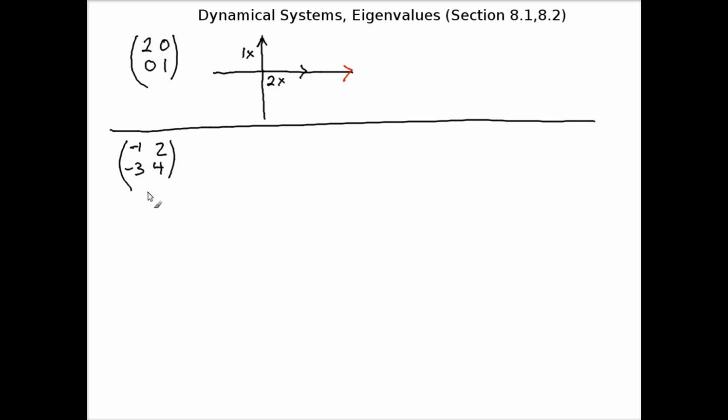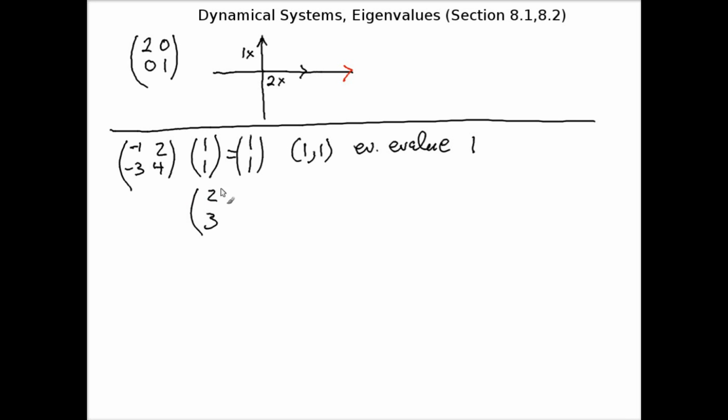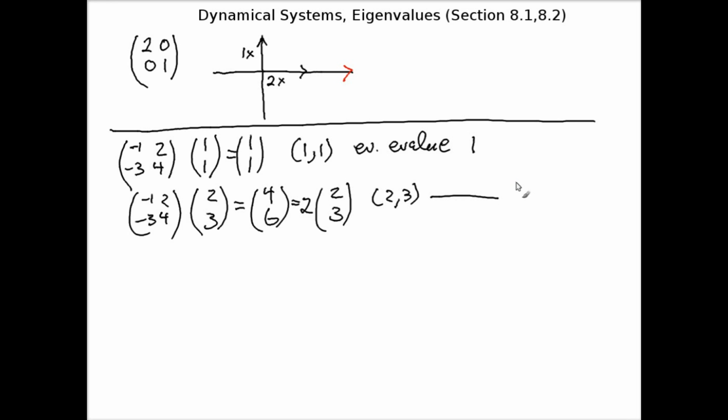Suppose I asked you to find eigenvectors and eigenvalues for this matrix. Well, we don't know how to do that yet, so let me just tell you the answer. If you plug in 1, 1 here, you get -1 plus 2 is 1, and -3 plus 4 is 1. So that says that 1, 1 is an eigenvector with eigenvalue 1. And if you plug in 2, 3, you get -2 plus 6 is 4, and -6 plus 12 is 6, which is 2 times itself. So 2, 3 is an eigenvector with eigenvalue 2.